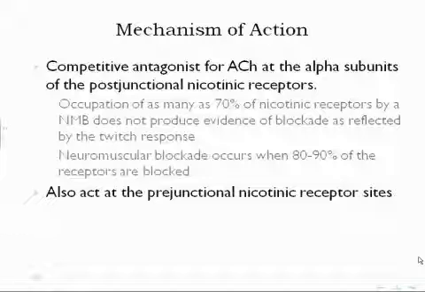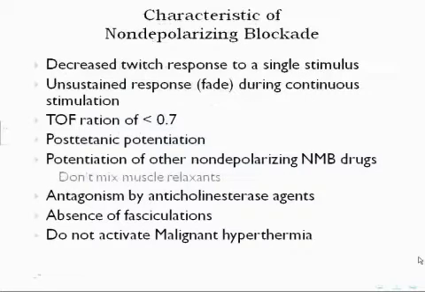Neuromuscular blockade occurs when 80 to 90% of the receptors are blocked. Also, it acts on the pre-junctional nicotinic receptor sites, which I'll show you in the next lecture series. The characteristics are a decreased twitch response to a single stimulus, which is the same thing you would get with succinylcholine. What makes it different is that you get unsustained response or fade during continuous stimulation. Okay, the fade effect is because it binds to the presynaptic site. It's acting more like a phase 2.